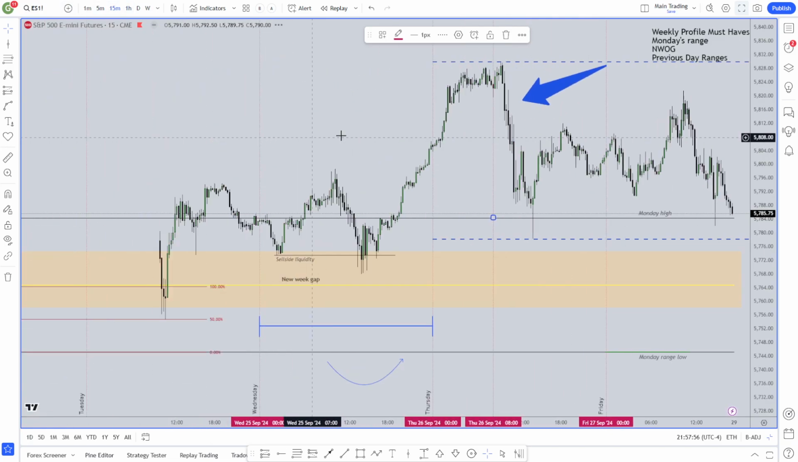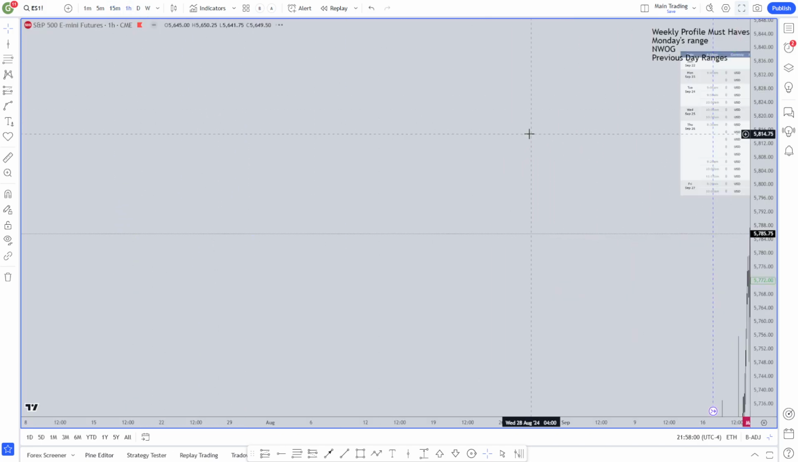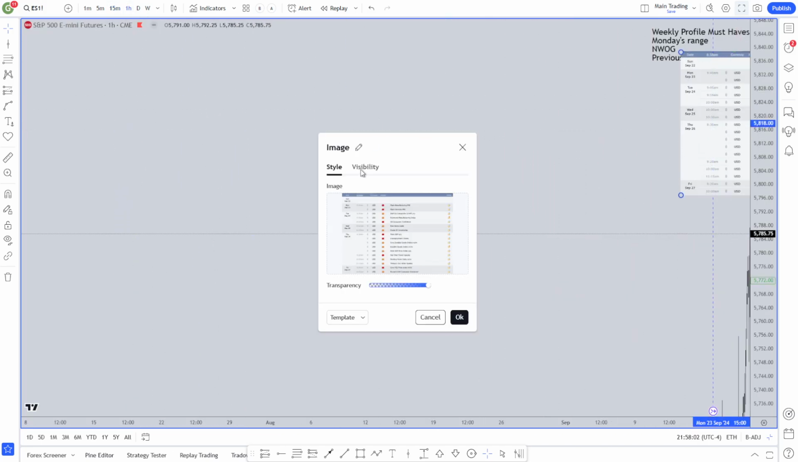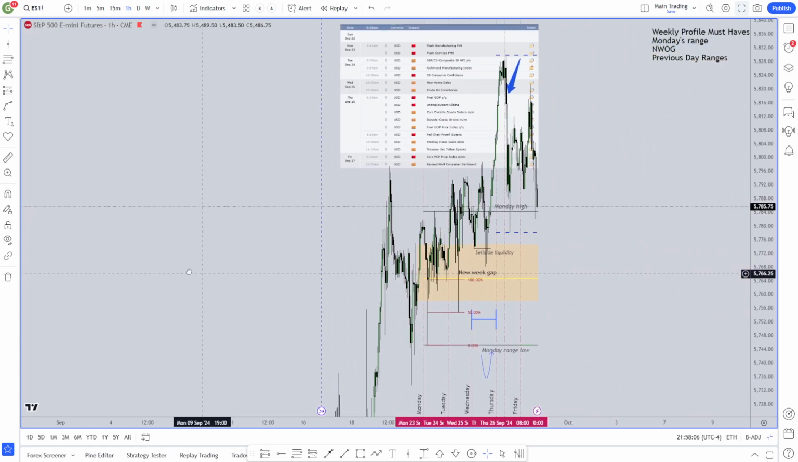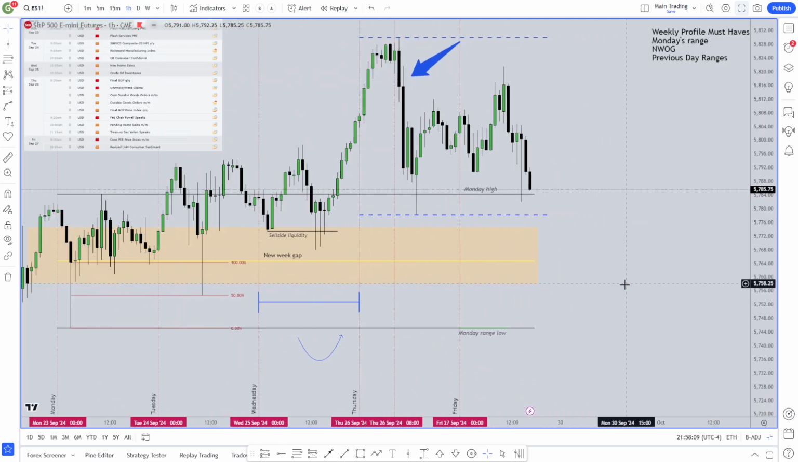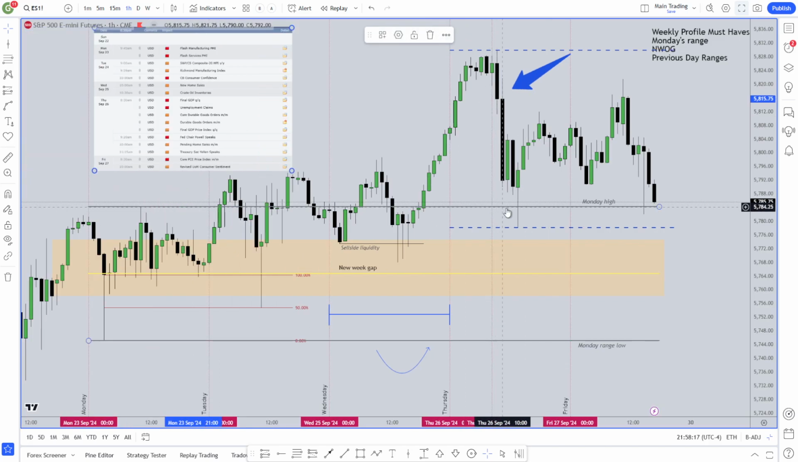Let's go down to the 15 minutes. So again, knowing that this is a bullish weekly profile, a lot of what we're doing is, even if we see a bearish opportunity, we're going to allow ourselves to wait until we get to that range high.